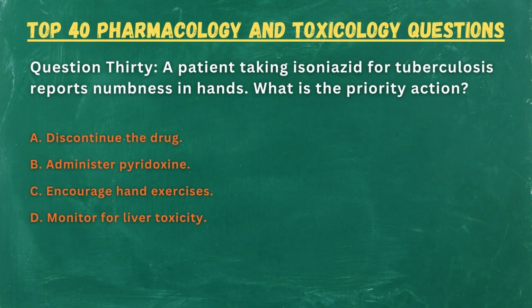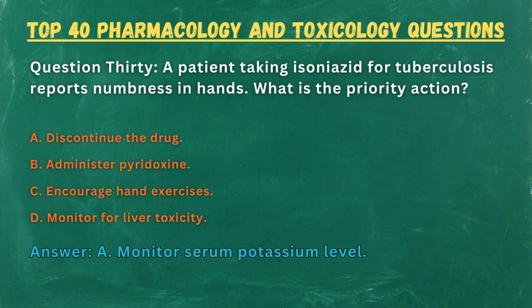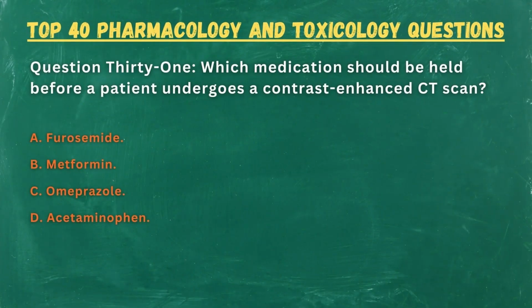Question 30. A patient taking isoniazid for tuberculosis reports numbness in hands. What is the priority action? A. Discontinue the drug. B. Administer pyridoxine. C. Encourage hand exercises. D. Monitor for liver toxicity. Answer: B. Administer pyridoxine.